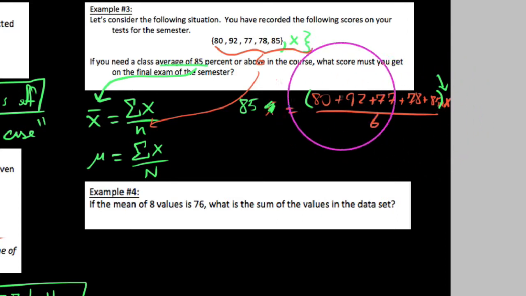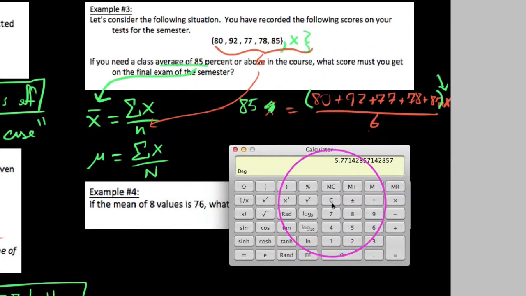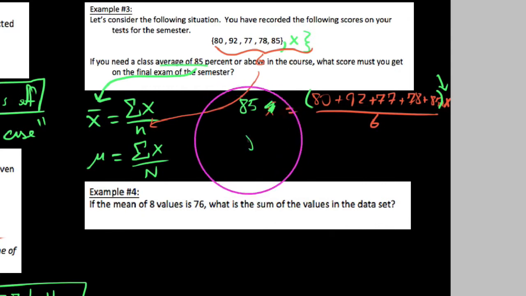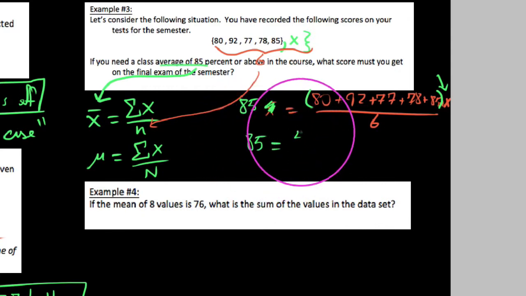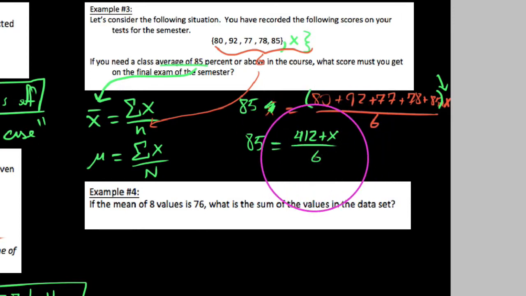So the first thing I'm going to do is sum up all the data I do know. This is combining like terms here. We did know that we have so far 80 plus 92 plus 77 plus 78 plus 85. So this is a sum of 412. So what we yield here is 85 equals 412 plus this unknown test score, over 6. This is what we need. So we'll just solve this.